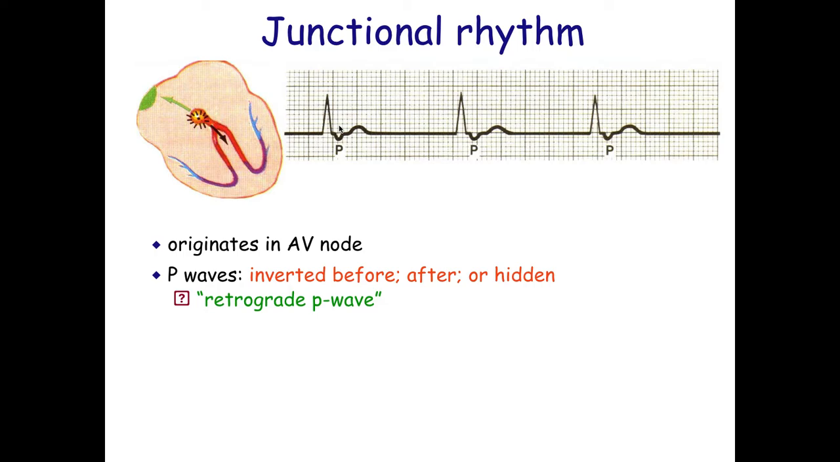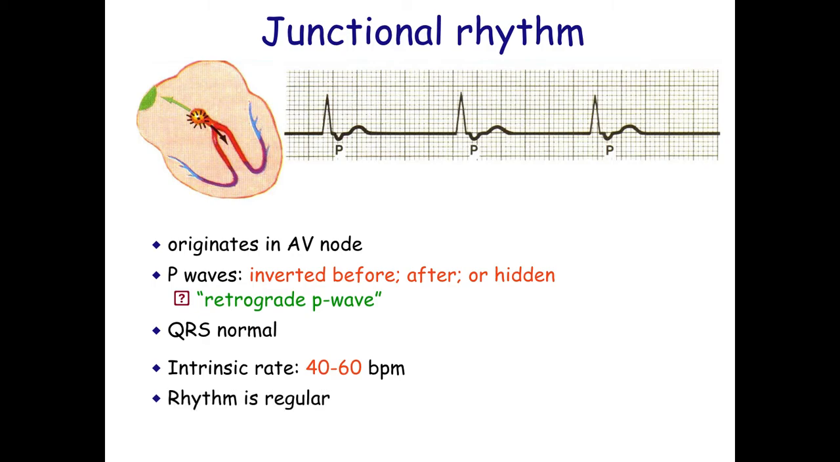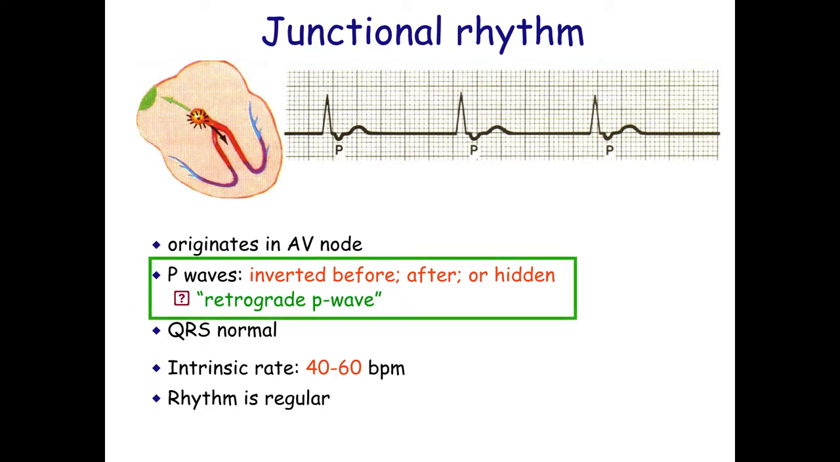It could be before, after, or even hidden within the QRS, okay? They call that a retrograde P wave, okay? The QRS is normal because, again, we're in the AV area. We're not in the ventricular area. The intrinsic rate is 40 to 60 beats per minute. And again, the rhythm is regular. This is the highlighted one for junctional, right? We're looking for inverted before, after, or hidden, this retrograde P wave, okay?